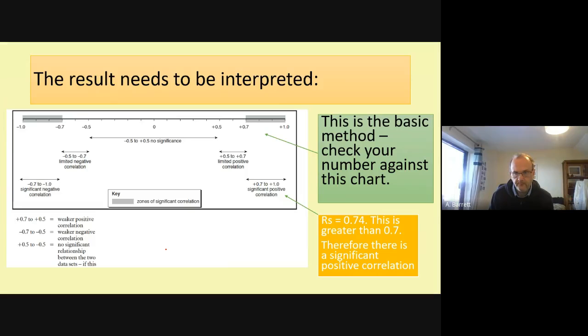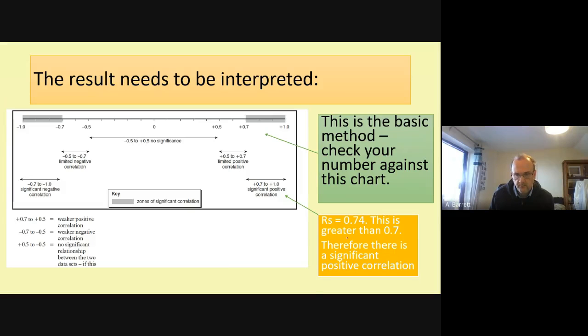This is the basic one. There are problems with this, which I'll tell you in a minute, but it is a good rule of thumb. Okay, if your number is between 0.7 and 1, or between minus 0.7 and minus 1, these grey areas here on this chart, then there is a significant correlation. Positive here, negative here. Okay, our number, which I say should be 0.76, this is greater than 0.7. Therefore, there is a significant positive correlation. That's how you write it out at this point.